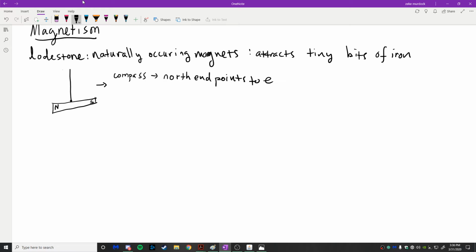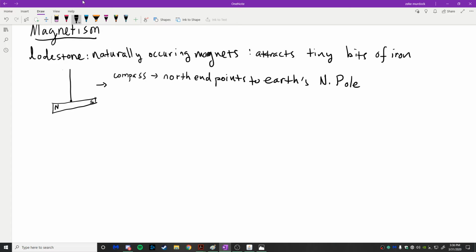So I don't think they really understood what was going on. They just knew it worked, right? These things basically always tend to point north. And if you have an ability when you're out in the ocean to know what direction something's pointing, that's very valuable. You can also use things like astronomy to figure out what direction north is, right? You just have to find the North Star.